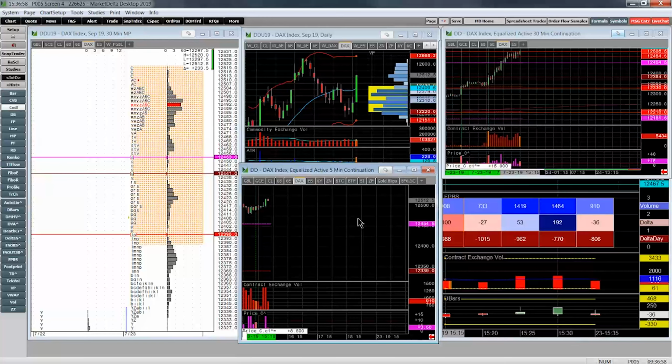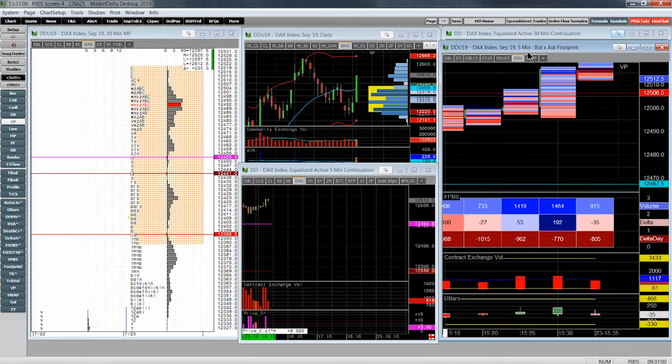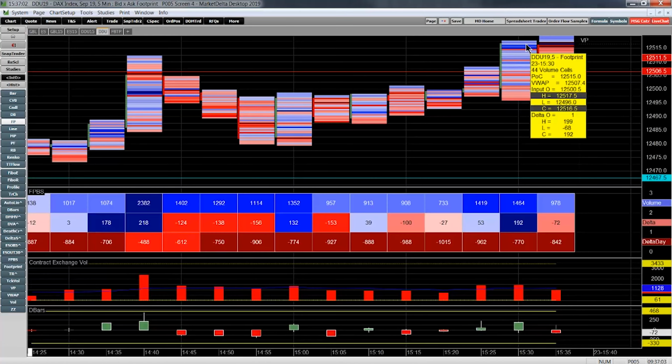Now let's get on the footprint, because this is where the real clues, the subtle clues are coming through in the market.